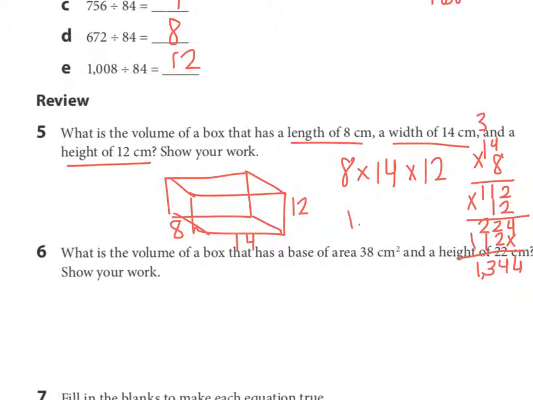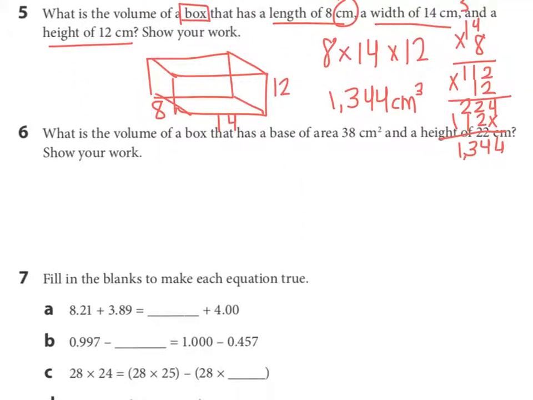So it looks like the volume is 1,344. Think about the unit, centimeters. And it's going to be centimeters cubed or cubic centimeters. Either of those work. And that is the volume for this rectangular prism. It doesn't say rectangular prism, but it does say a box. And I know a box is a rectangular prism.